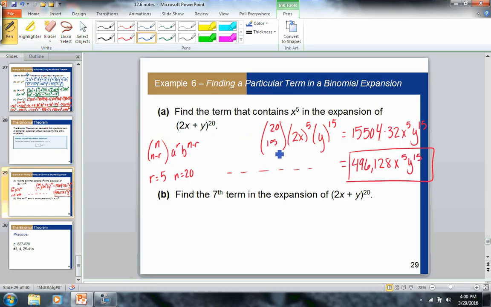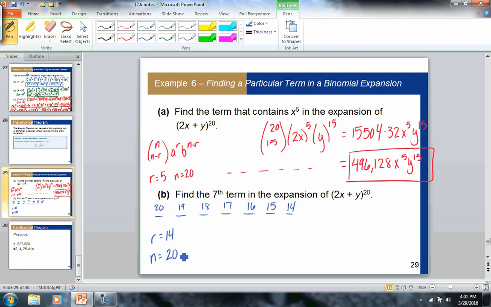We ended up needing the 15th term. But here we're only going 7 terms in. So 1, 2, 3, 4, 5, 6, 7. And this is what I was referring to up here where I was talking about making these little dashes. So I know my first term is going to be to the 20th, and then 19, 18, 17, 16, 15, 14. Okay, so if I'm dealing with the 7th term, I'm going to have x to the 14th power. So that tells me my r value is going to be 14. n is always going to be that power that they give you on the binomial, so that's 20.